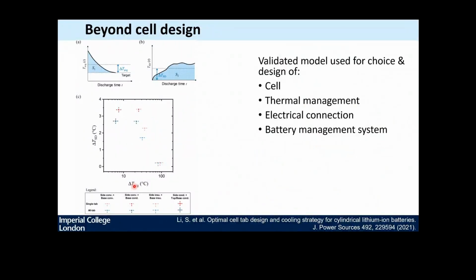And then you can take these kinds of models even further. What we've done here is we are describing targets for what the average temperature and what the range of temperature across a pack or across a cell should be. And so you can look, with the model, at the effect of choosing a particular cell and choosing a particular thermal management system, so a particular way to cool your battery. And you can make quantitative decisions about what is worth and what is not worth putting on the battery pack based on such models.